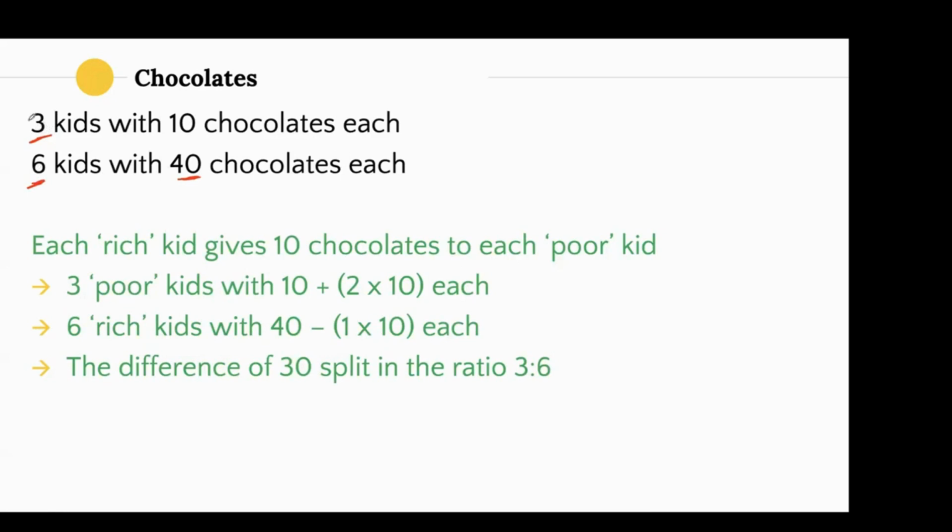Right? Where's that coming from? I have double the number of rich kids. I have 6 rich kids. I have 3 poor kids. So 2 rich kids give 10 chocolates each to 1 poor kid. Problem gets solved.